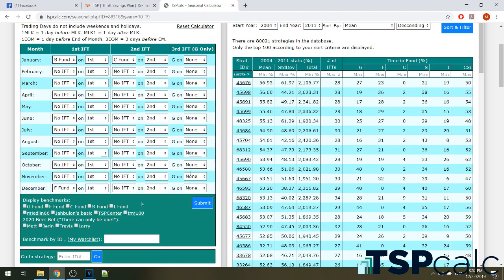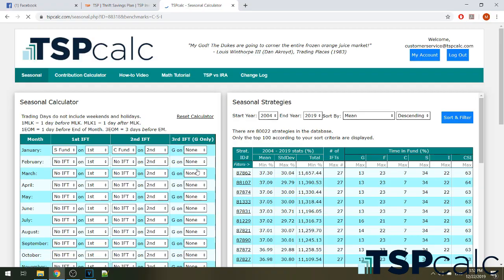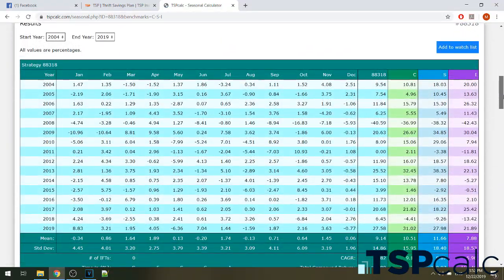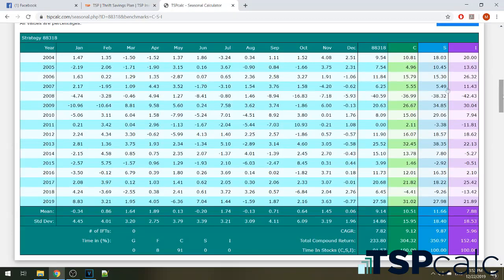All right, so let's take a look at benchmarks. So say I want to benchmark my strategy against the C, the S, and the I funds. Just buy and hold. I select those three boxes and click submit. And how benchmarks work is the first place you're going to notice them is on this results table. So we still have the strategy that I inputted in the seasonal calculator, 88,318, and then we have C, S, and I. And at first, they only show the annual columns.